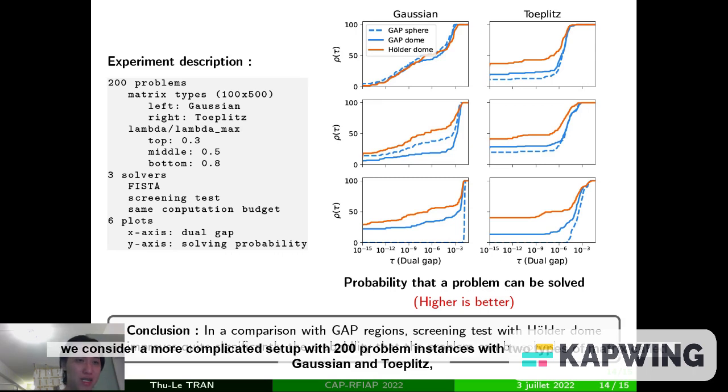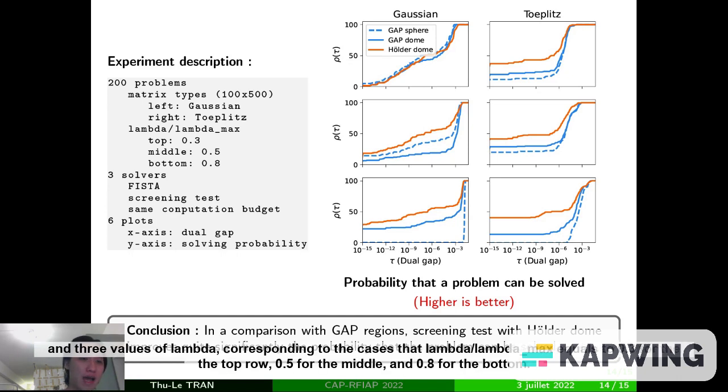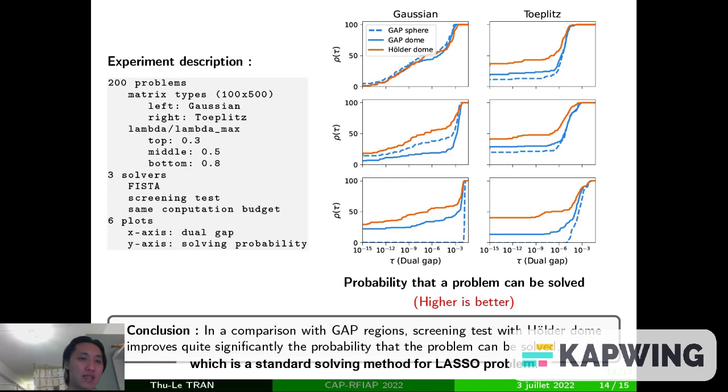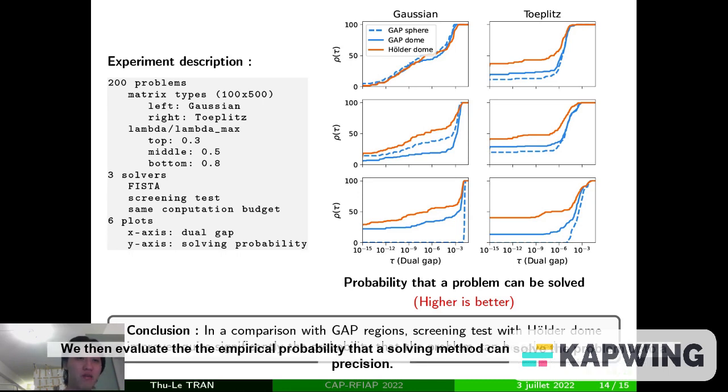For the next experiment, we consider a more complicated setup with 300 problem instances with two types of matrix, Gaussian and Toeplitz, and three values of lambda, where lambda over lambda max equals 0.3 for the top row, 0.5 for the middle, and 0.8 for the bottom. For each problem, we apply three solving methods by integrating the screening test into the FISTA algorithm, which is a standard solving method for the LASSO problem. Each solving method is also given a computational budget, the number of operations. We then evaluate the empirical probability that the solving method can solve the problem up to a precision.